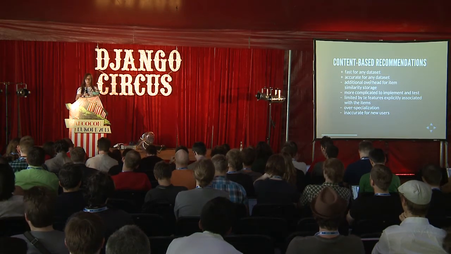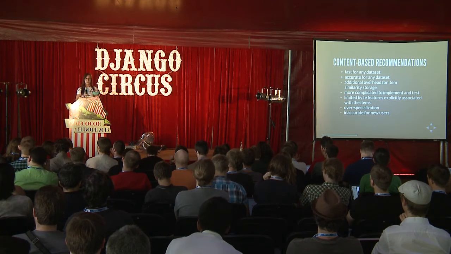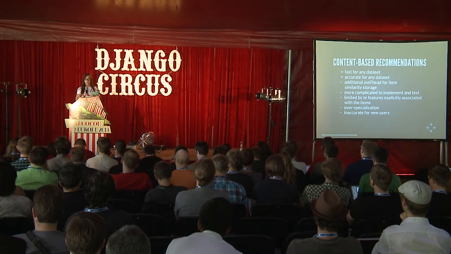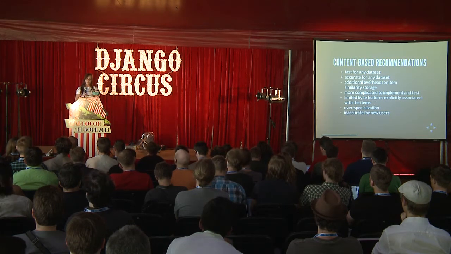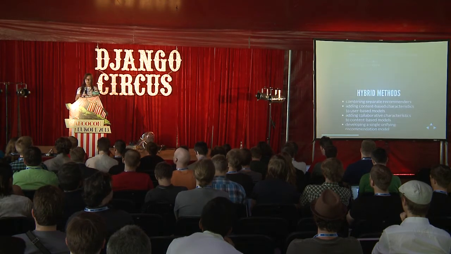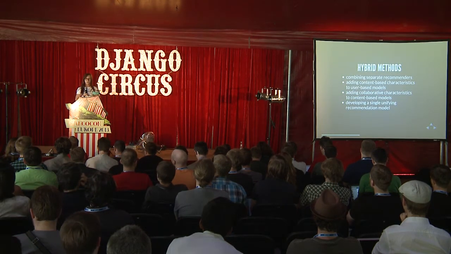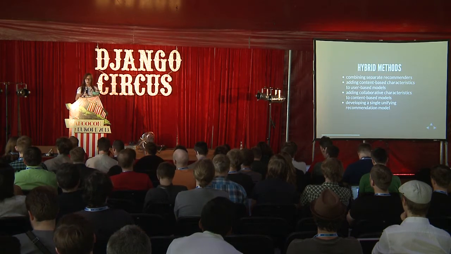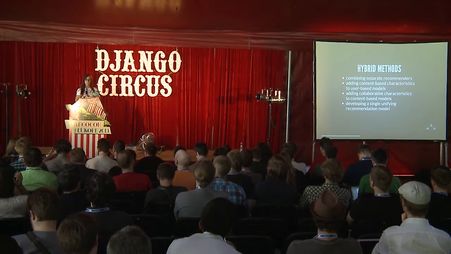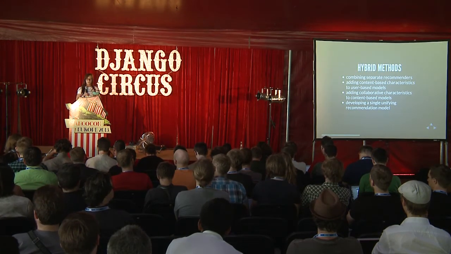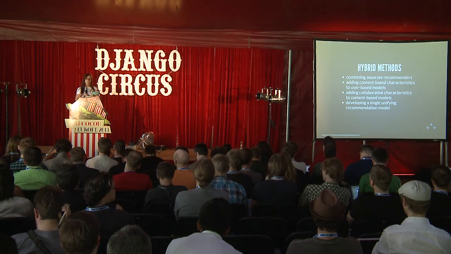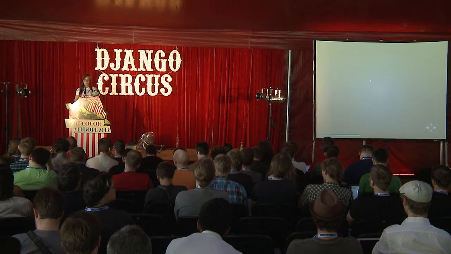It's also over-specialized. It could be seen in the book recommendations from Goodreads, where I have been recommended books only about programming because I'm currently reading only programming books. And also we have to allow for this cold start for new users. Hybrid methods combine both of the methods mentioned earlier. For example, developing a single unifying recommendation model is used in Netflix. Also, the other methods can be combined in many different ways.